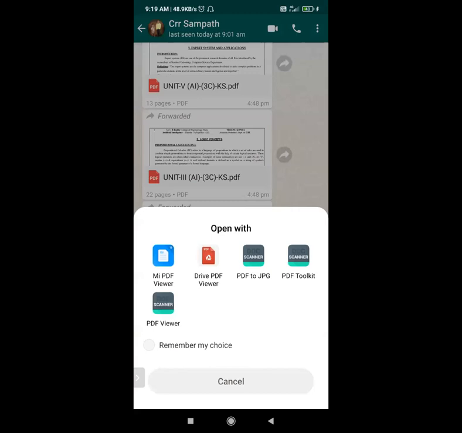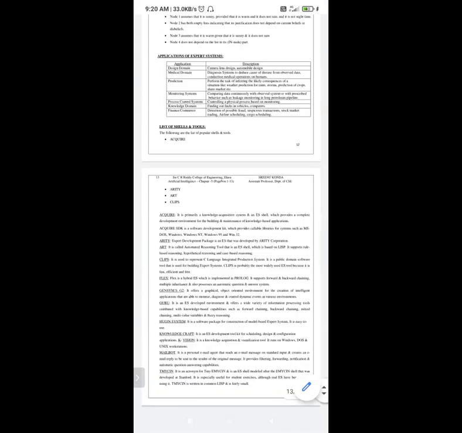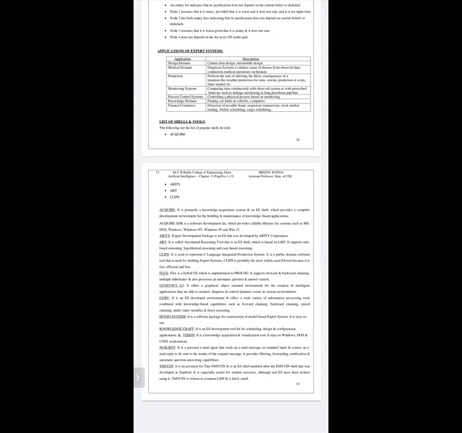So coming to the list of shells and tools, the shells and tools are Acquire, Arity, ART, and CLIPS. Next, Acquire is primarily a knowledge acquisition system and expert system shell that provides a complete development environment for the building and maintenance of knowledge-based applications. For example, Acquire SDK is a software development kit that provides library systems such as MS-DOS, Windows, Windows NT, Windows 95, Win32, all these. So this provides a development environment for building and maintenance of knowledge-based applications.